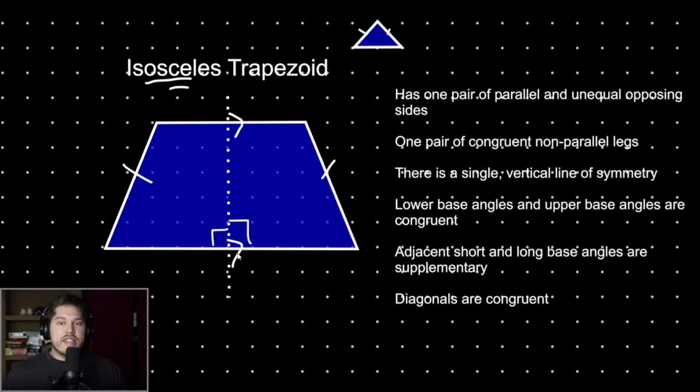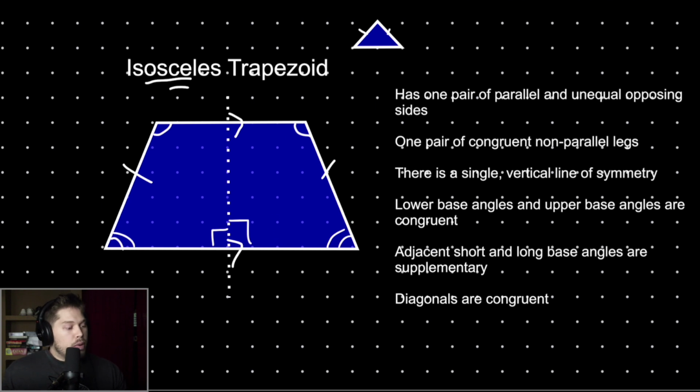And a line of symmetry simply means that if you fold the shape over this line, it will be a perfect one-to-one matchup. So what does that mean? That means this top angle and this other top angle will be identical. They will be congruent. They will have the same angle measure. And same for the bottom two angles here. They will also be congruent. Of course, the adjacent short and long base angles are still supplementary.